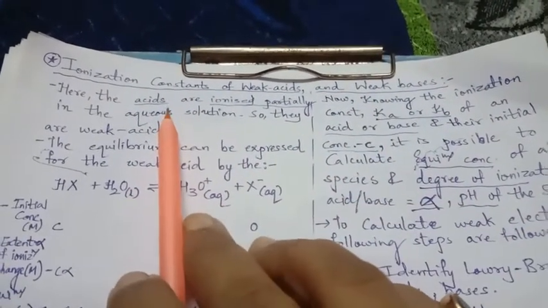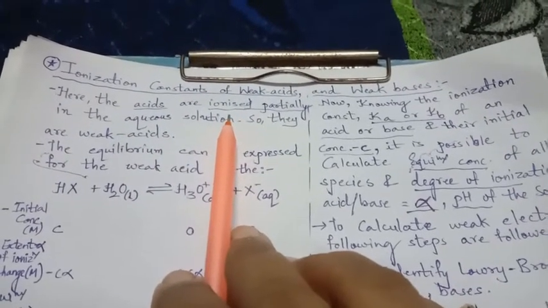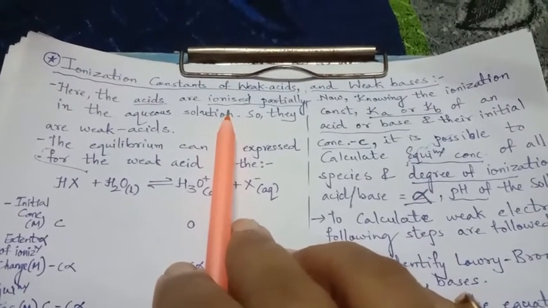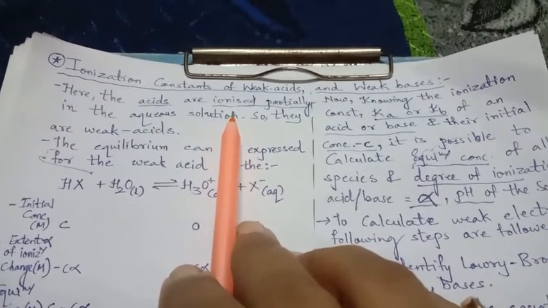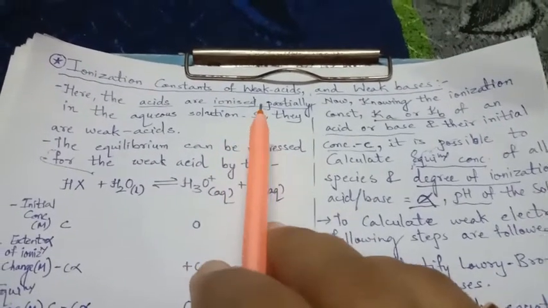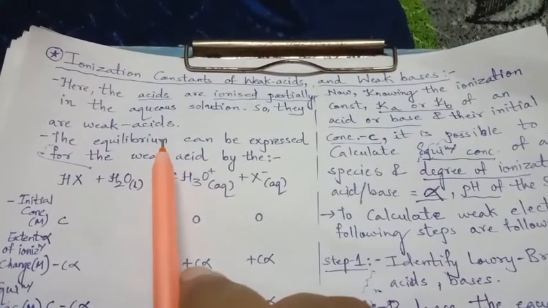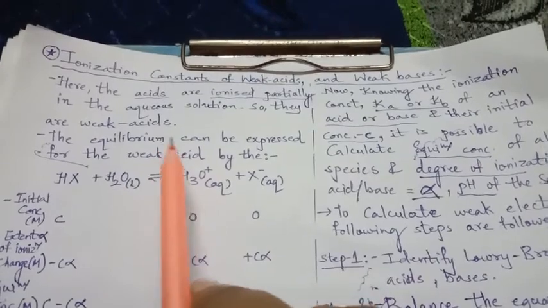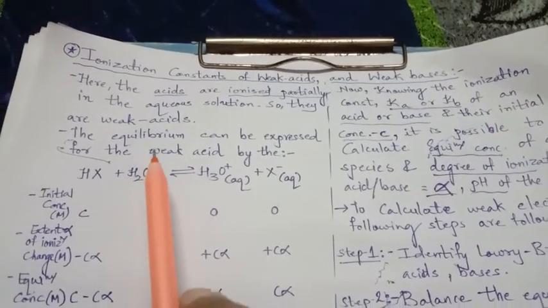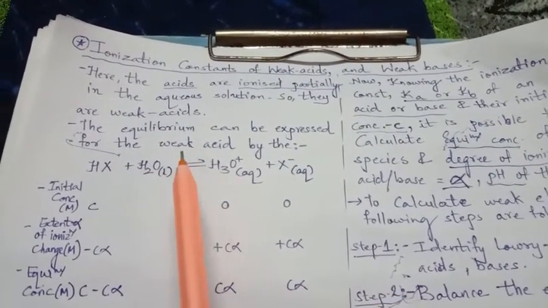When we say weak acids, it means the ionization takes place partially and not completely. Strong acids and strong bases ionize completely. The dissociation takes place completely. But here, the partial concentration will be considered, which will have some effect in the calculation of the numericals. So, the equilibrium can be expressed for the weak acid.